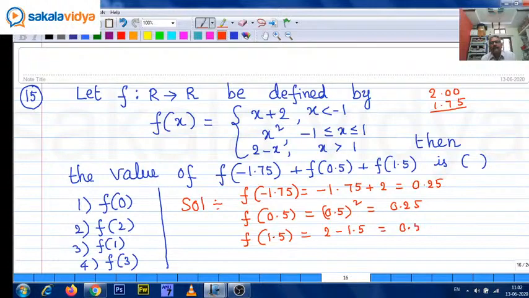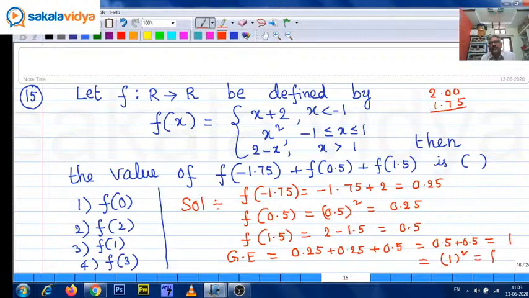That will be 0.5. So adding, the given expression is equal to 0.25 plus 0.25 plus 0.5. 0.25 plus 0.25 is 0.5, plus 0.5, that is 1. If you substitute x is equal to 1 here, 1 square is f of 1. So the third option is the right option.